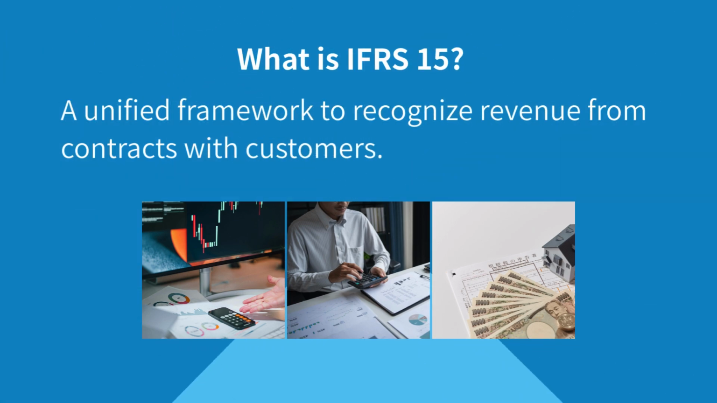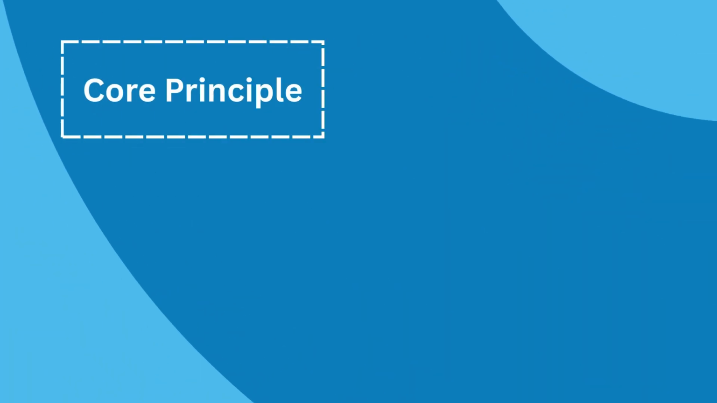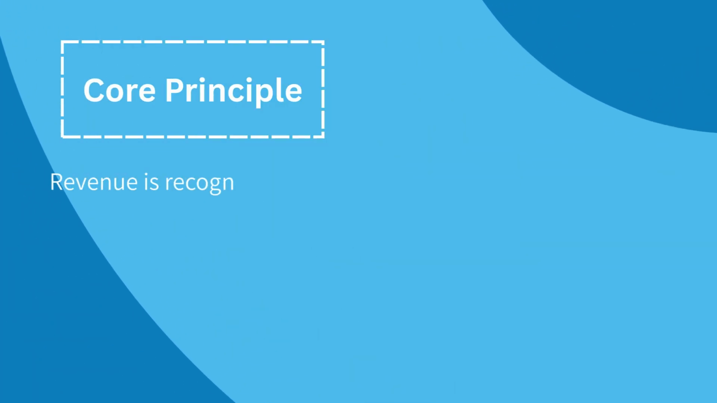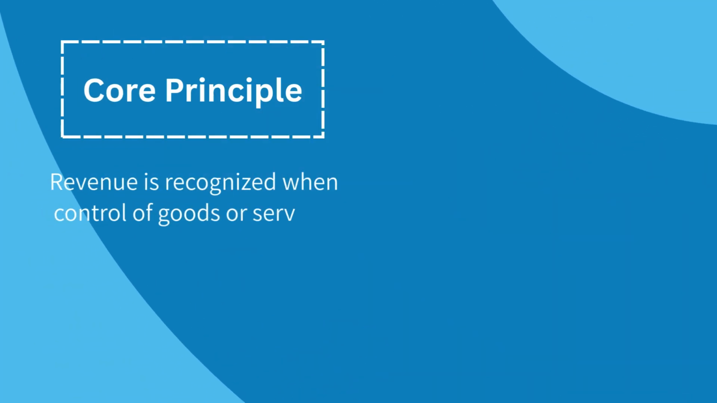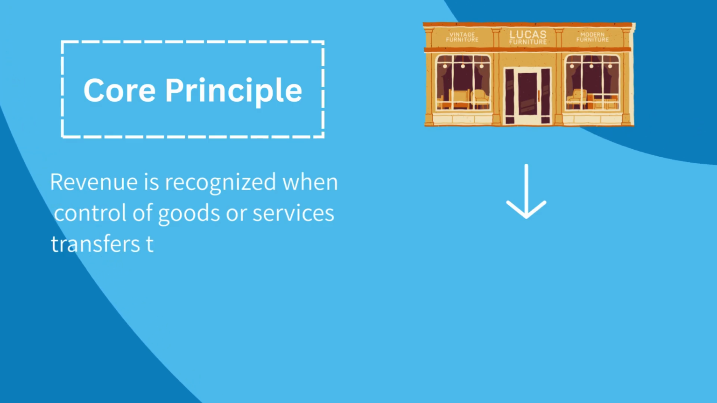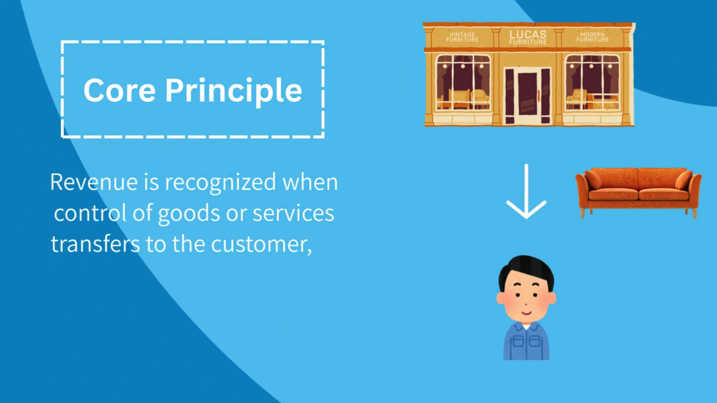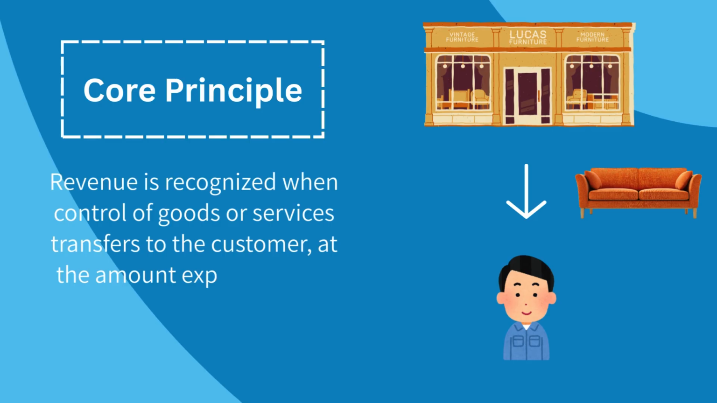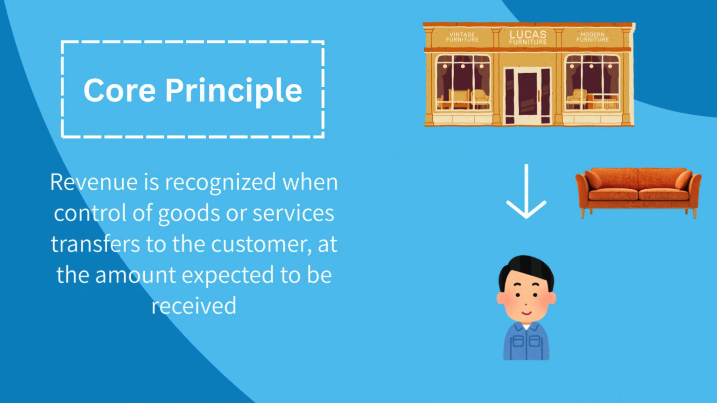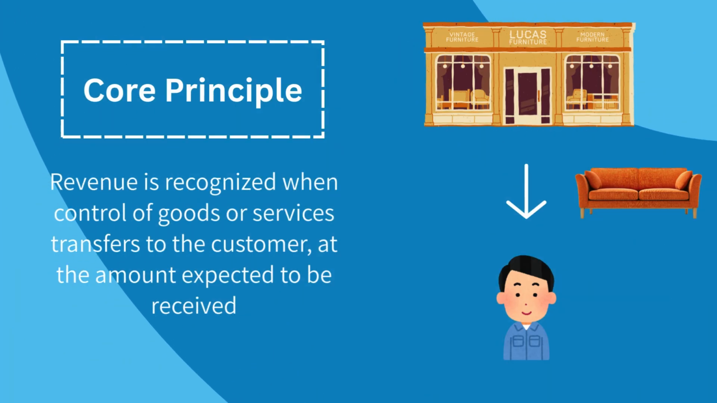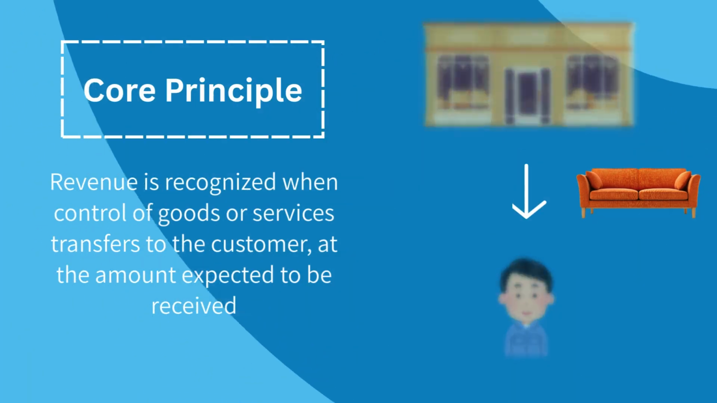The main rule is actually pretty simple. You record revenue when the customer gets control of what you promised and for the amount you expect to get paid. For example, imagine a furniture store delivers a sofa and the customer accepts it. That's the moment you record the revenue. It's not when you loaded it onto the truck, and it's not when the customer eventually pays. It's when they can actually use it.